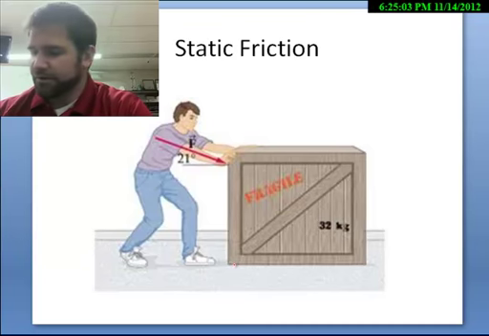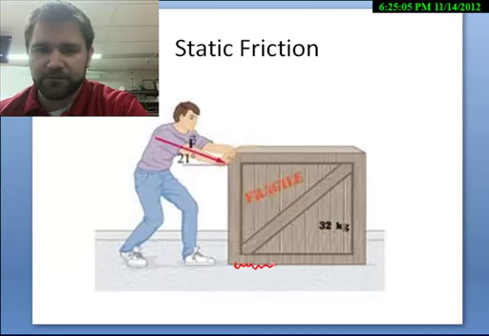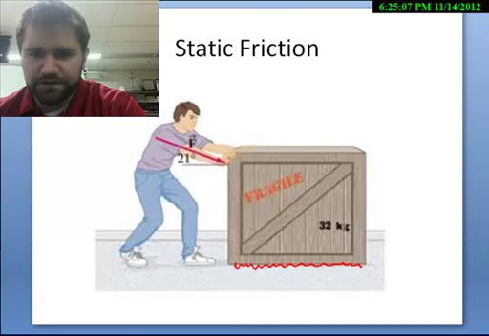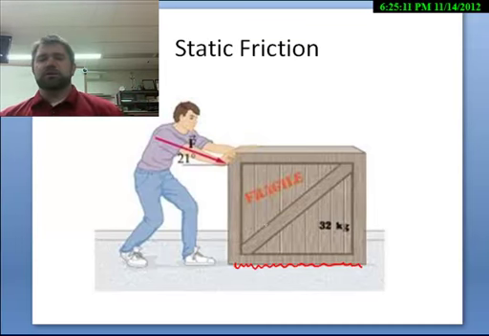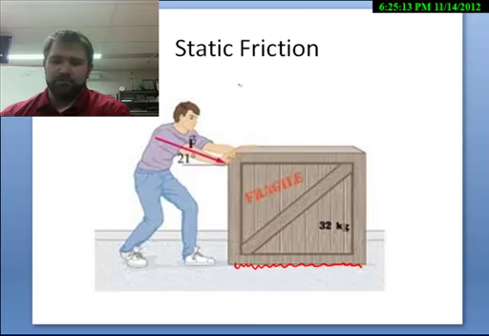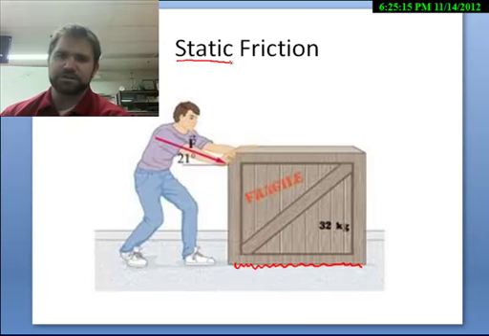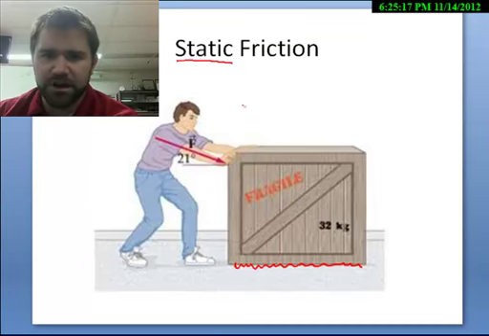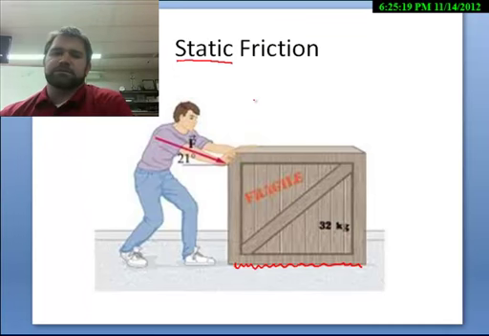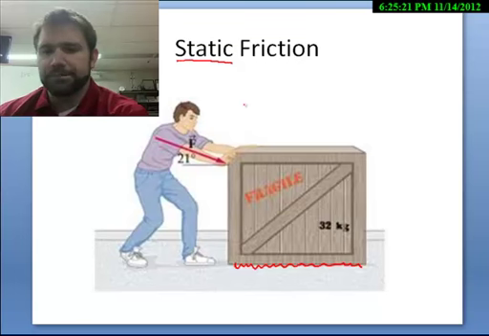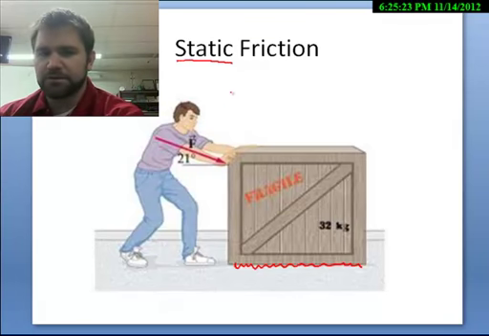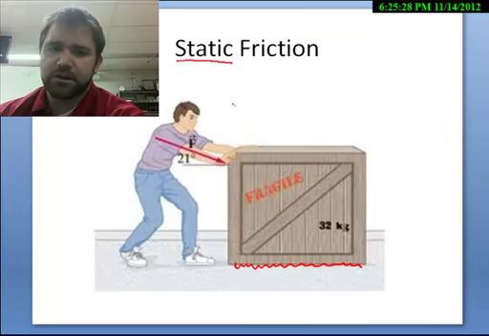There are several different types of friction. The first one we're going to talk about is static friction. Again, there are micro welds that have formed between this box and the floor, and when you go to push it, those micro welds oppose the box's motion. Static means stopped or stationary, so it's the frictional force between something that is stationary and the surface it's touching.